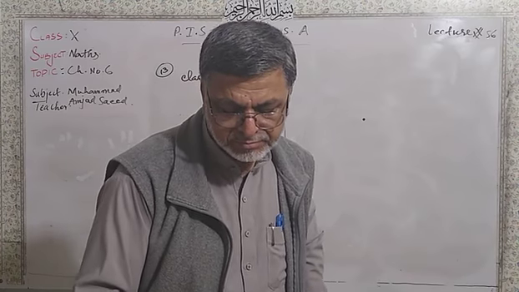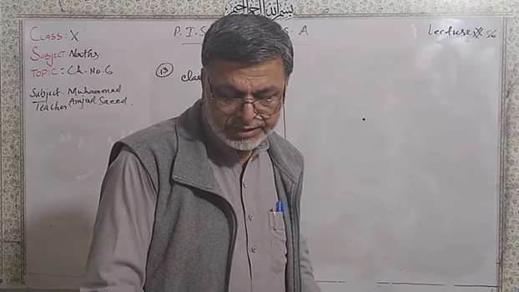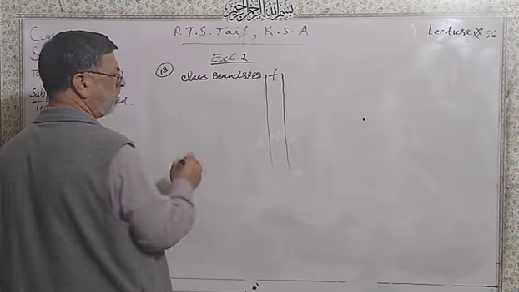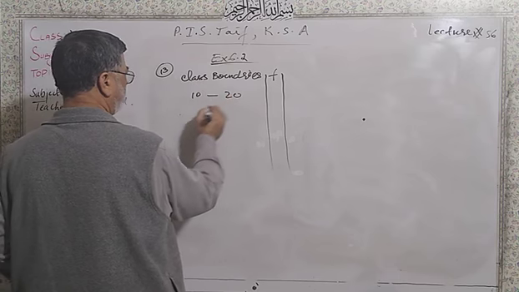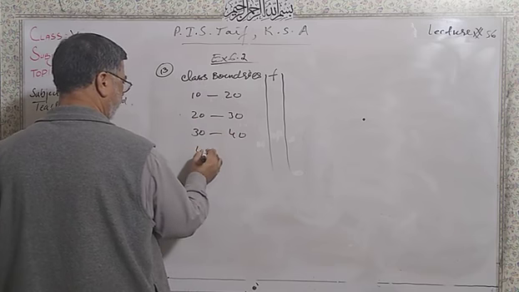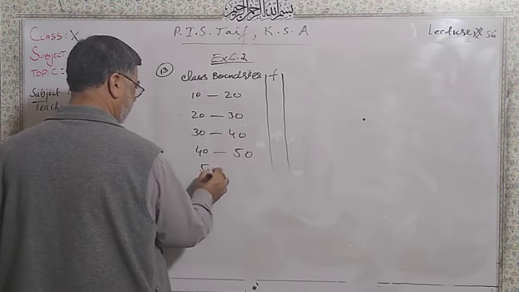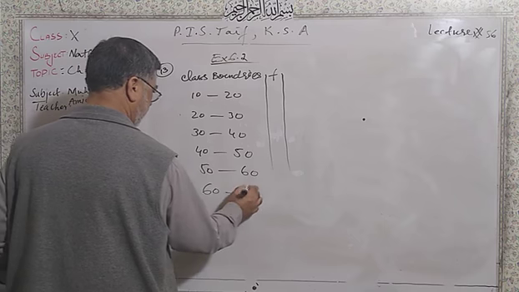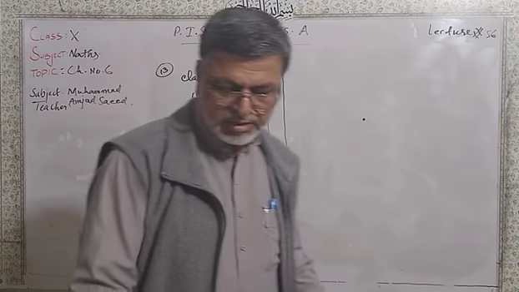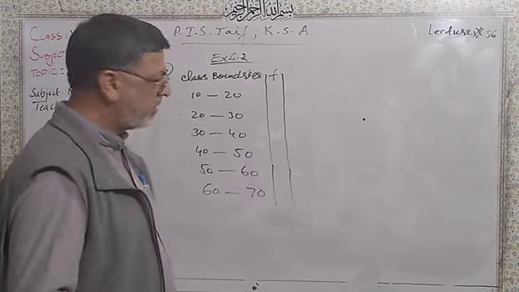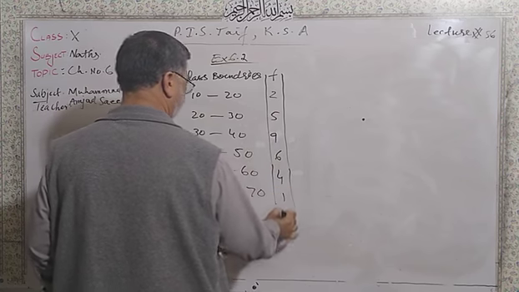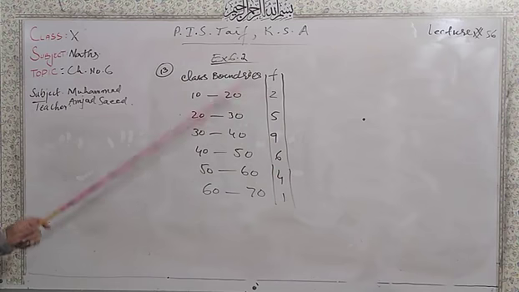Here the classes are 10 to 20, 20 to 30, 30 to 40, 40 to 50, 50 to 60, 60 to 70, with frequencies 2, 5, 9, 6, 4 and 1. Dear students, this is the question.